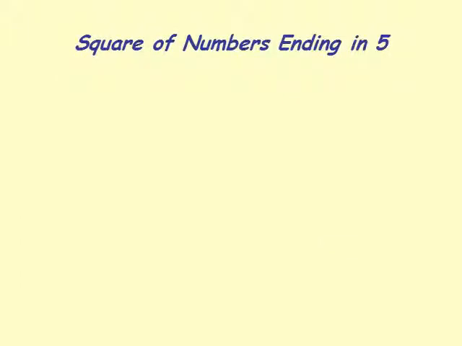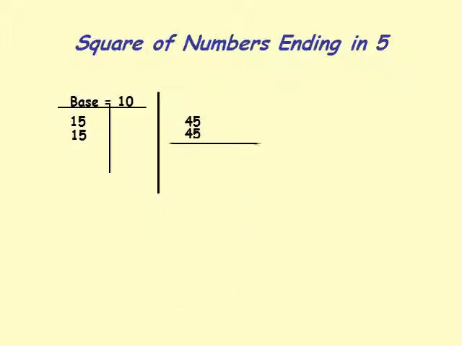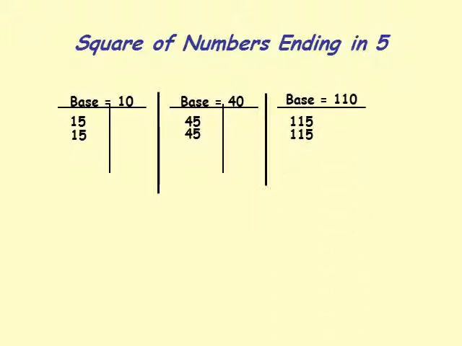Let's continue with the square of numbers ending in 5. The first example is 15 times 15, the square of 15. 15 ends in 5. The base I'm going to use is 10. Next example is 45 squared, 45 times 45, and I'm going to choose a base of 40. Another example is 115 times 115, the square of 115. The two digits on the left are 11, so we choose a base of 110, which I got from 11 times 10. This is 4 times 10, this is 1 times 10.